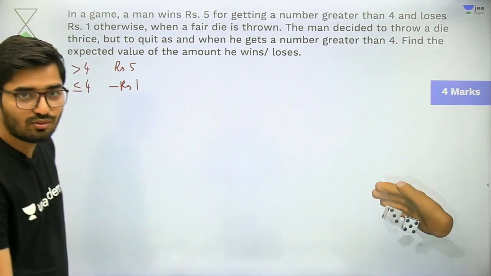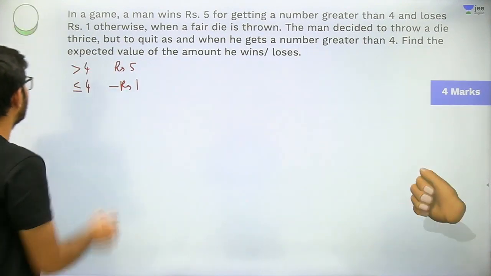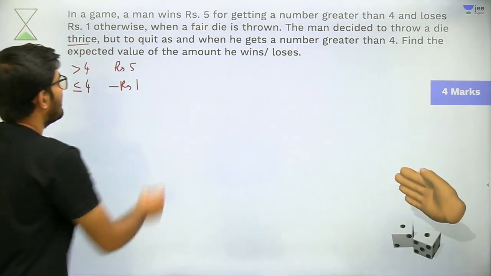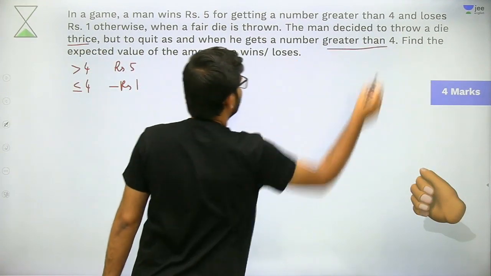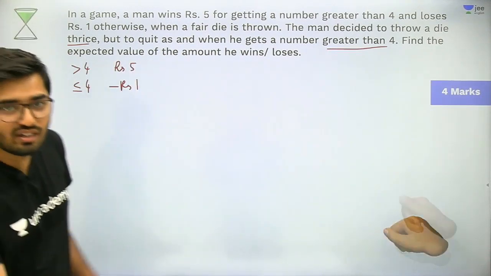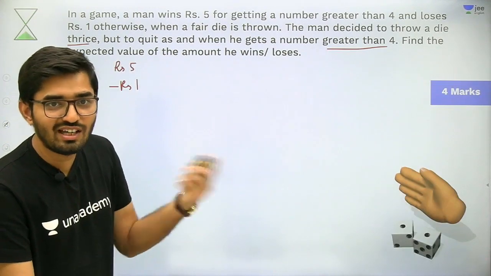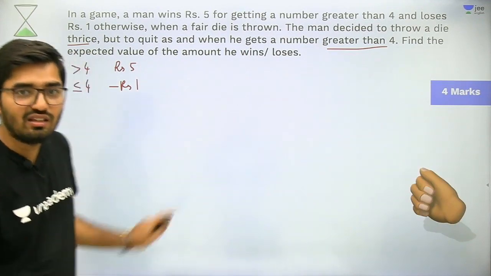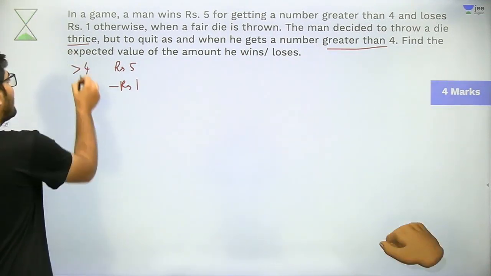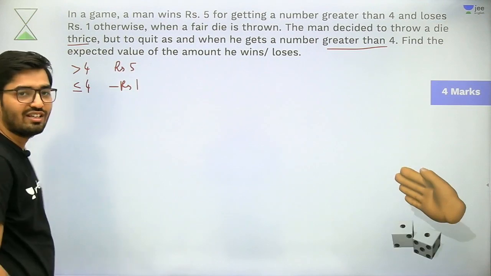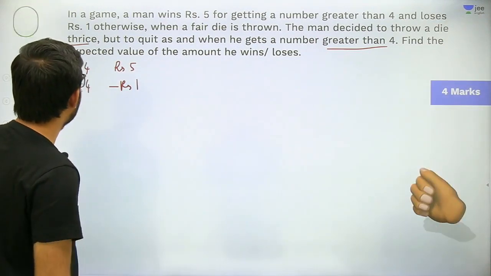Now when a fair die is thrown, a man decides to throw a die thrice, but to quit as and when he gets a number greater than 4. As and when he gets a number greater than 4, he will take his ₹5 and go. He is satisfied. So as and when he gets more than 4, he will stop there only and will not play further. Find the expected value.